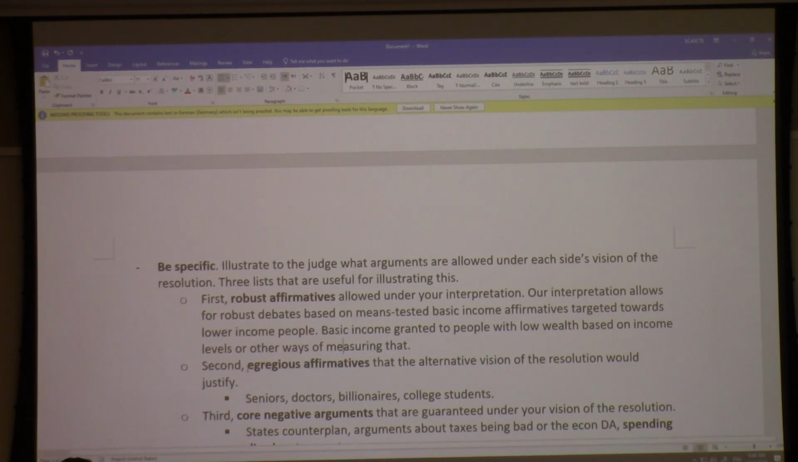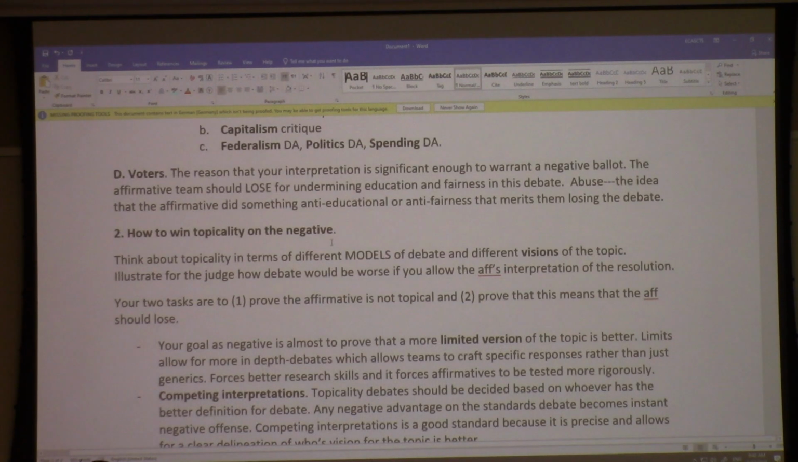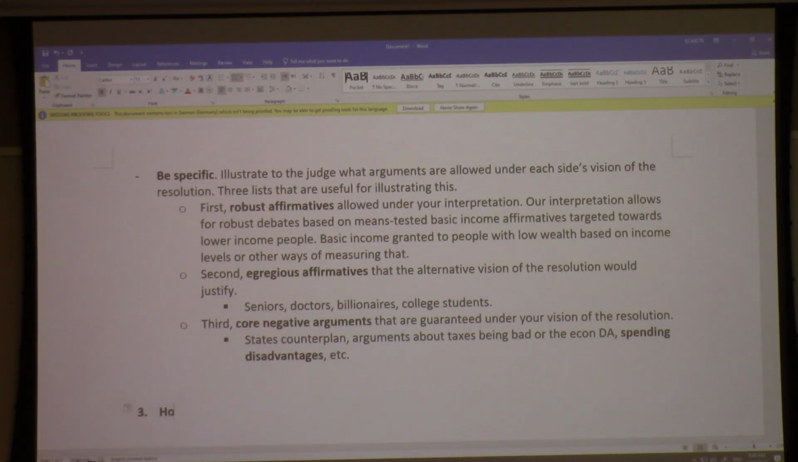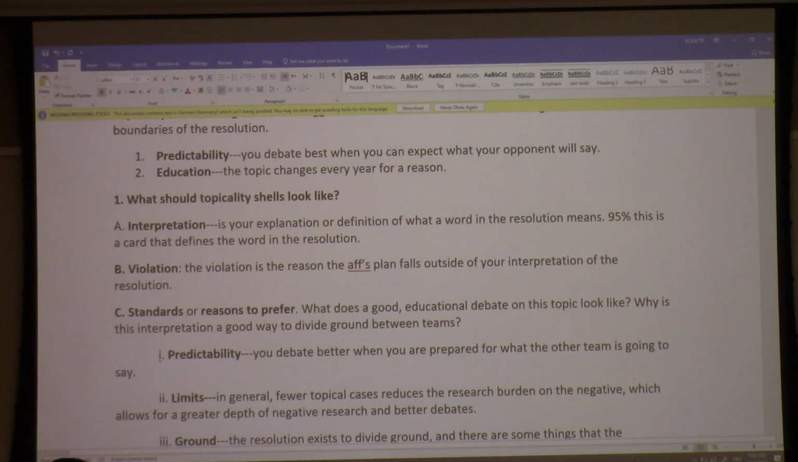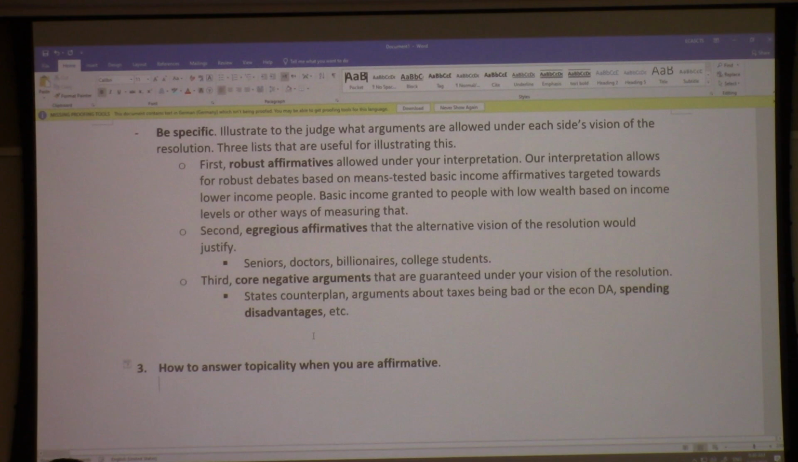Cool. Okay, so let's talk about answering topicality when you're affirmative. So, what section are we on now? Here. How to answer topicality when you are affirmative. Okay, so just like with topicality shells when you're negative, when you're affirmative answering topicality in the 2AC, there's a pretty specific structure that you want to follow in order to make sure that you're including every part.